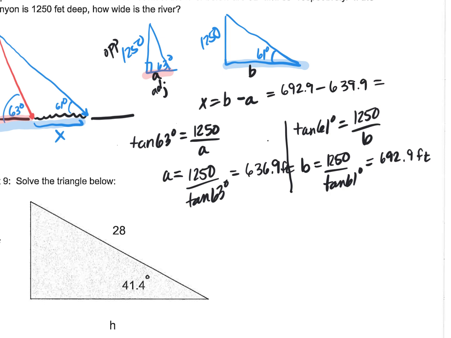1250 divided by tangent of 61 is 692.9. So 692.9 minus 636.9. Sorry, I see what I'm saying. You're just saying 56. 692.9 minus 636.9 is 56.0 feet. So the river is 56 feet across, right? Okay. There's the answer.